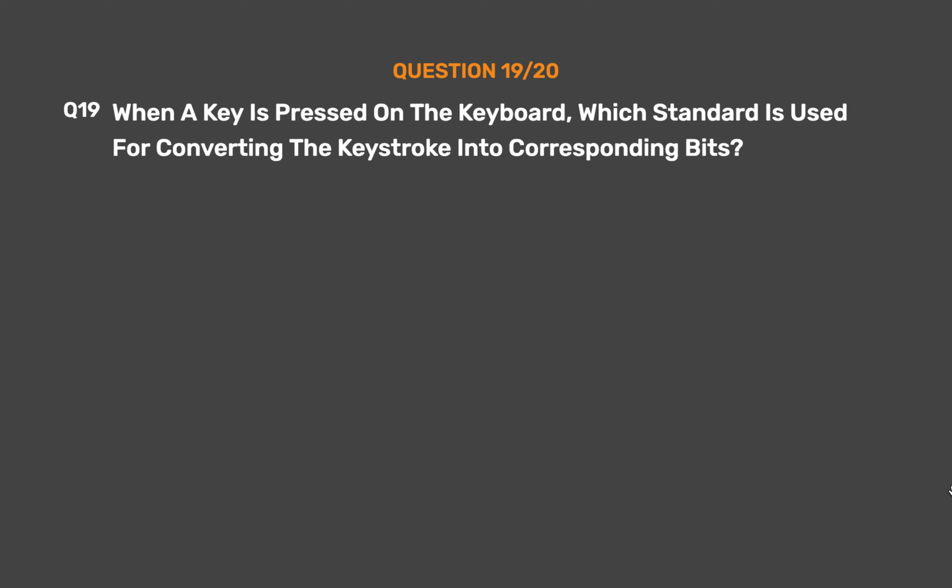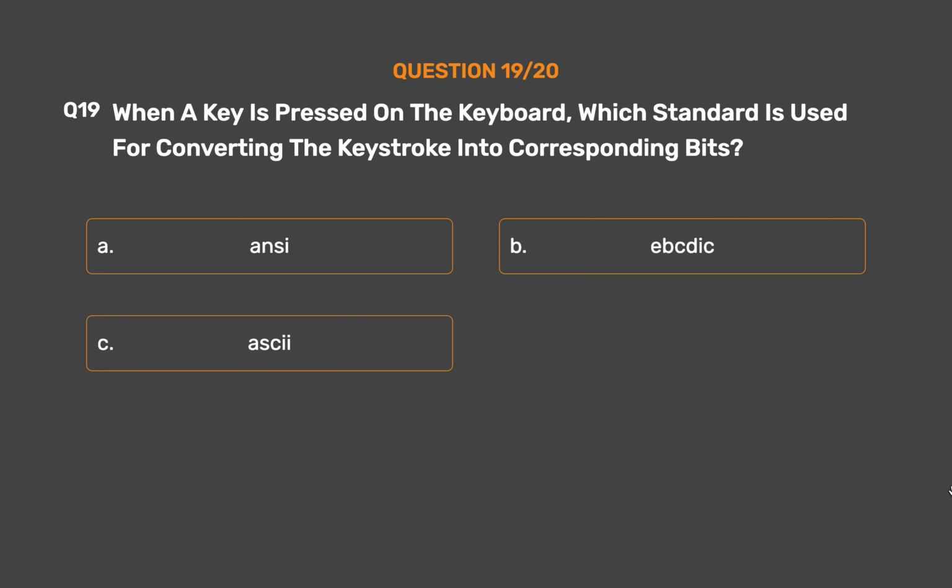Question number 19. When a key is pressed on the keyboard, which standard is used for converting the keystroke into corresponding bits? Option A. ANSI. Option B. EBCDIC. Option C. ASCII. Option D. ISO.